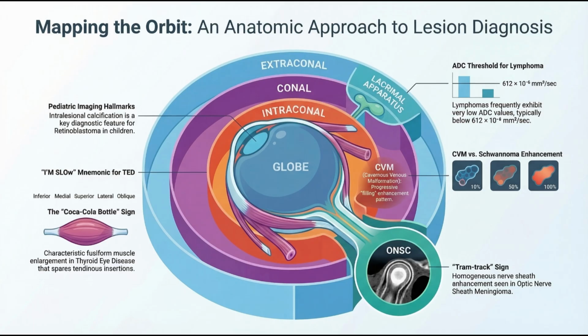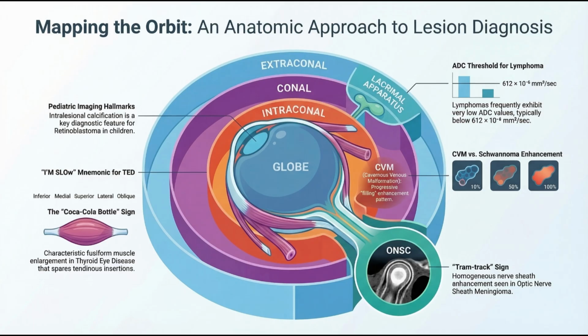If we connect this to the bigger picture, this raises an important question about how cancer actually moves through the body. Right. We usually think of cancer spreading through the bloodstream or the lymph nodes. But these specific malignant tumors in the tear gland have a terrifying propensity for what we call perineural spread. Perineural meaning around the nerve.